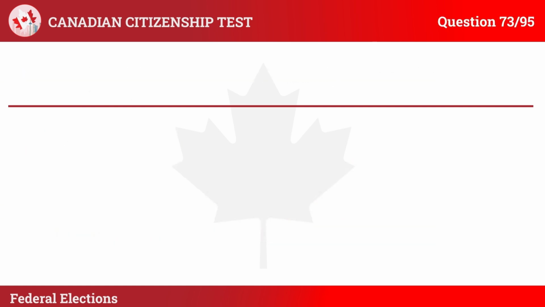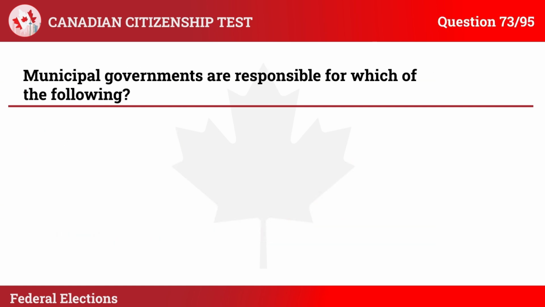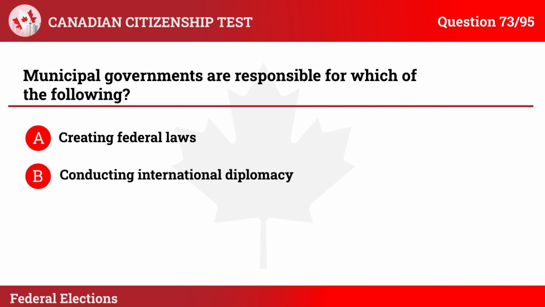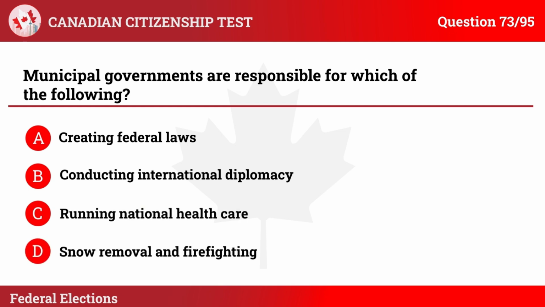Question 73. Municipal governments are responsible for which of the following? A. Creating federal laws. B. Conducting international diplomacy. C. Running national health care. D. Snow removal and firefighting.